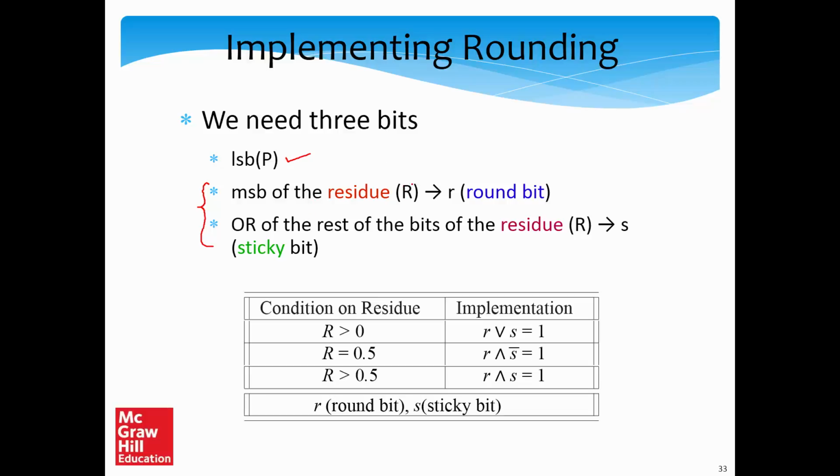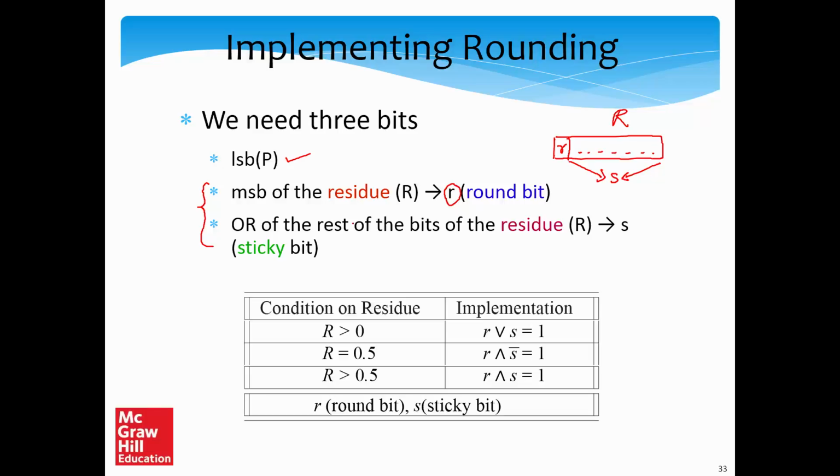So let us consider the residue, and let us refer to its most significant bit as R, or the round bit. If I consider this as the residue, let me consider its most significant bit, call it R, and let the logical OR of the rest of the bits of the residue, just a simple OR operation, be referred to as S. If S is 1, it means that at least one of these bits is 1. If S is 0, it means that all of these bits are 0.